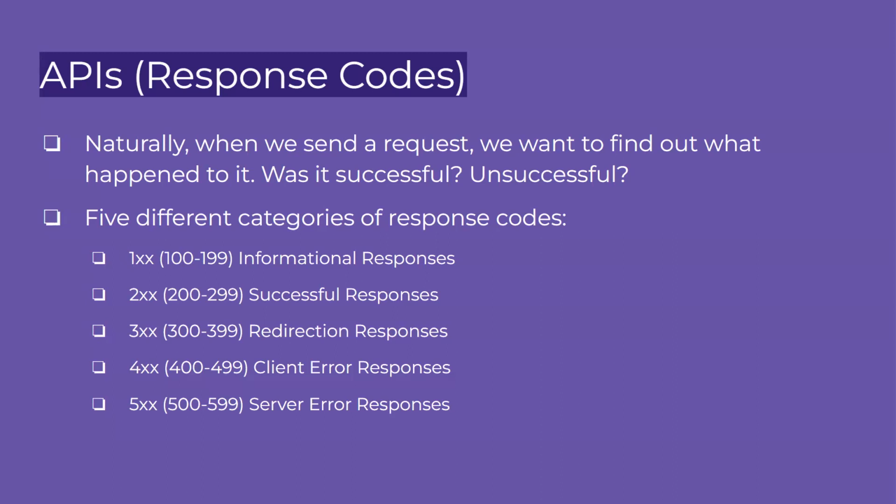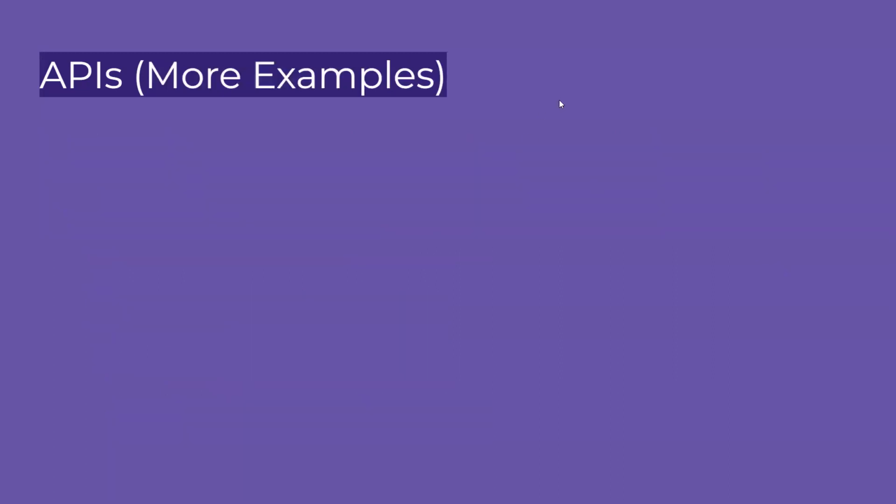So what we're going to do next is we're going to look at some examples of this and we're going to think about them. So let's think about some real world examples of response codes and also these request types.